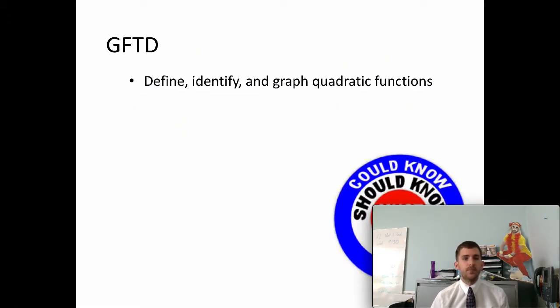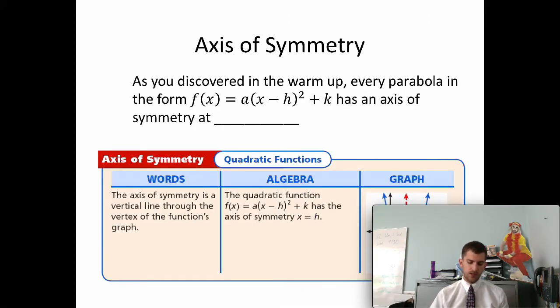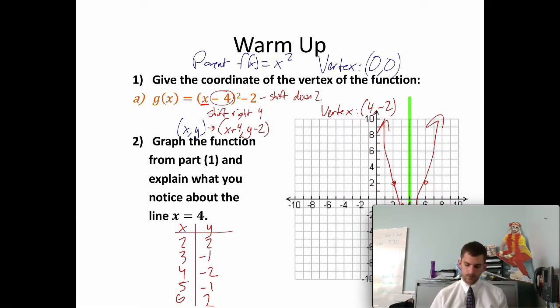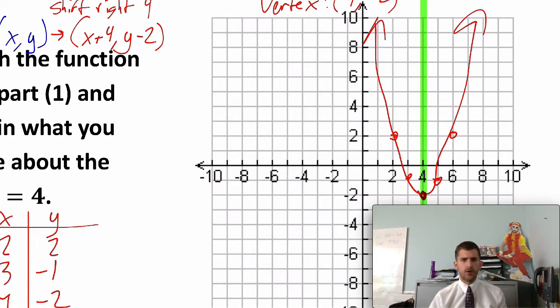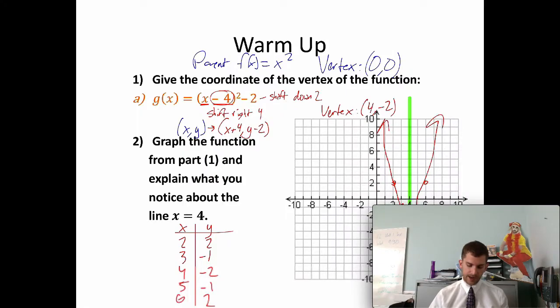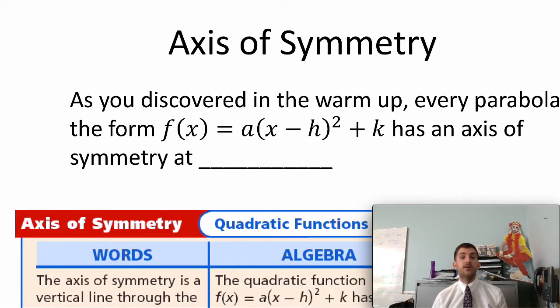So our goal for the day, we're going to define, identify, and graph quadratic functions. And here's the first thing we're going to talk about. As we discovered in the warm-up, every parabola of the form f of x equals a times x minus h squared plus k has an axis of symmetry at, let's go back. Where was it? It was at x equals 4. Where did we get that from this function? It's right in there. So it's x minus 4 is in the function, so that's where our axis of symmetry ends up being. So in the function a times x minus h squared plus k, it's going to be at the line x equals h. My apologies. So it's going to be at the line x equals h.